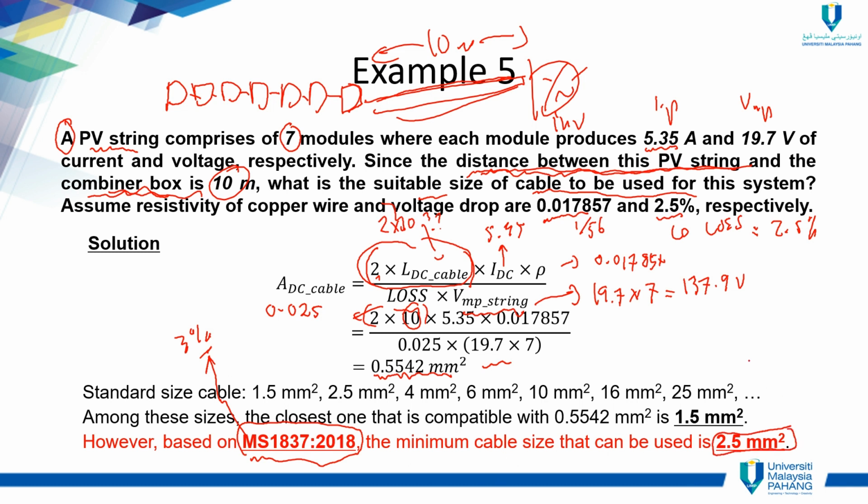So, what you did, you calculate based on the calculation is correct. Of course, it's correct. But because we are limited, we are bound with the Malaysian standard, which is 2.5 is the minimum cable size to be used for the case of DC system ni. Okay. Yang ni, don't get confused with the cable wiring AC biasa kat rumah installation.